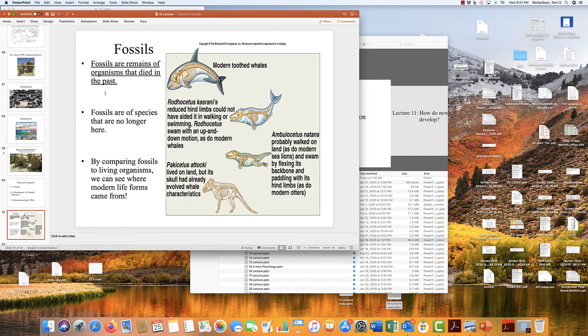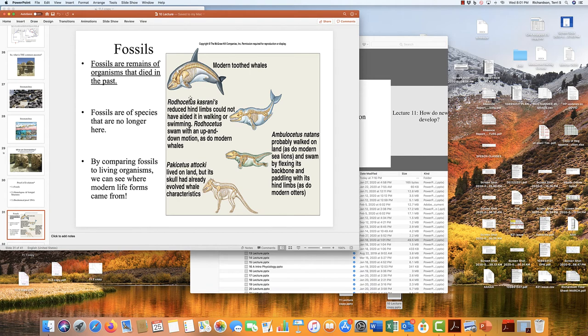Let's talk about fossils. Everyone knows what fossils are. The remains of organisms that died in the ground over time, pressure from the earth and the rock, and you can usually see the outline of the bones of an organism that died a long time ago. These are in all cases species that are no longer here. And so by comparing fossils to living organisms that are still alive, we have been able to piece together what evolved from what. Here is a great example.